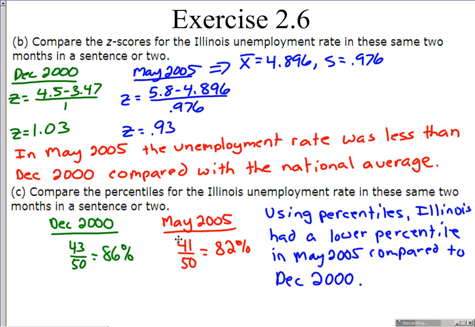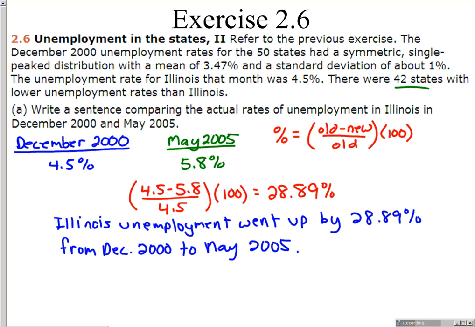So you can see there's a lot more to look at rather than just simply looking at the raw percents that we had here, where you would look at this and say, well, geez, in December of 2000, there was over 1% less unemployed in Illinois than there was in May of 2005. If you go a little bit deeper into the numbers, you can see, relatively speaking, Illinois people were better off in May 2005 compared to the entire United States than they were in December of 2000.